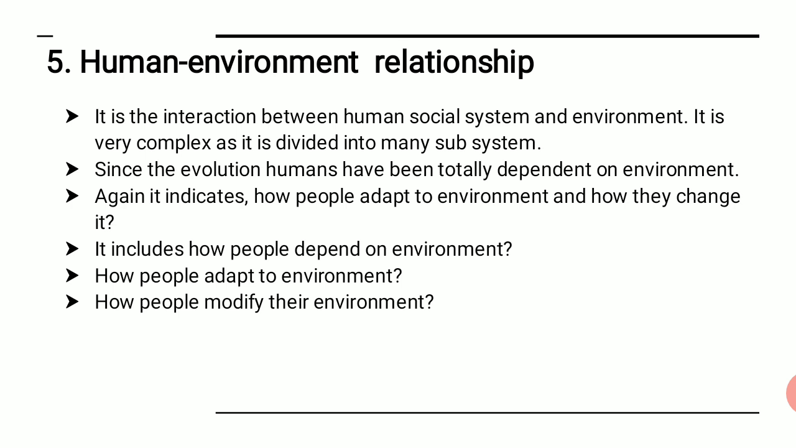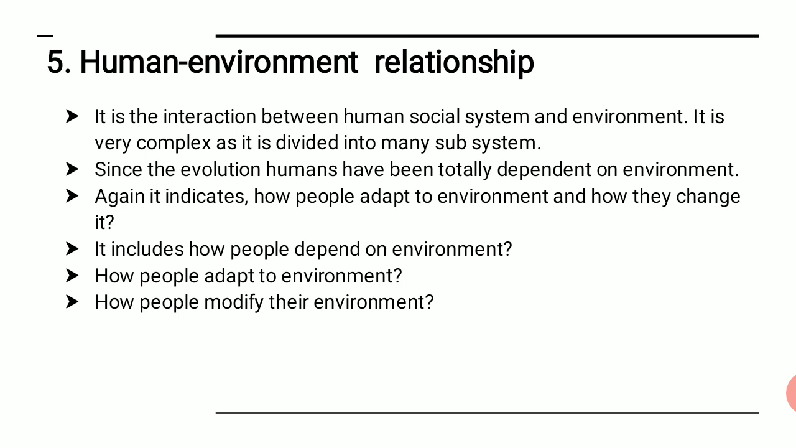It includes how people depend on the environment. I told you, right? For the single most important thing to survive, for example air, the oxygen we breathe, we cannot have it on our own. It is the natural gas that we inhale, and we give out carbon dioxide, which is helpful for the plants to live. That means in one way or another we are highly dependent on the environment.